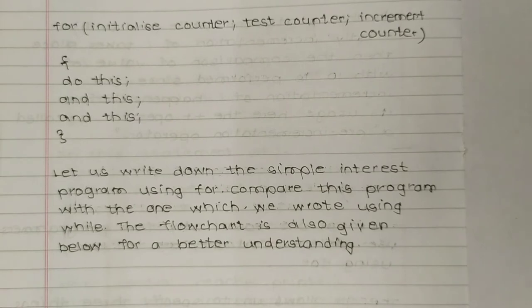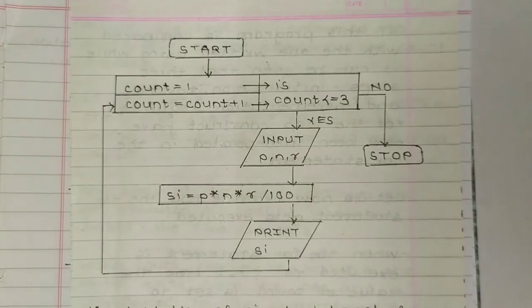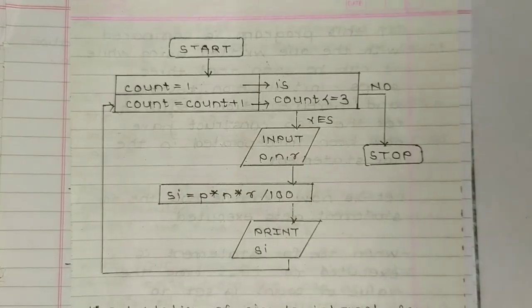Let us write down the simple interest program using for. Compare this program with the one which we wrote using while. The flowchart is also given below for better understanding. So first we start. This is the flowchart for a program in which we are using a for loop.